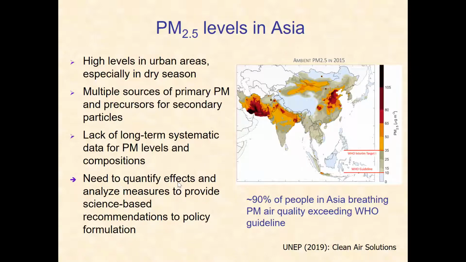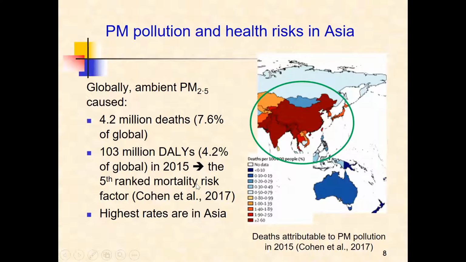So that's why we need to quantify the effects and analyze measures to provide science-based recommendations for policy. So this is one of the important tasks of research institutions and groups like CEPHA. So, PM pollution in Asia and health risks. We talk about many studies recently by WHO, but I quote here a peer review research that talks about deaths attributed to PM pollution in 2015. And you can see this darker color here, more people die. Okay? More people die in this area.